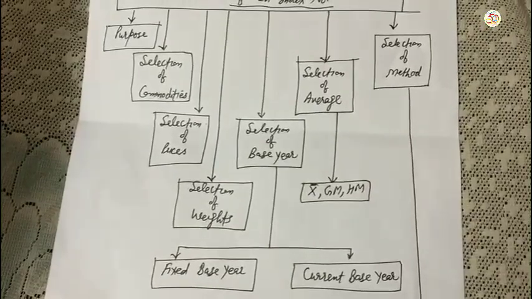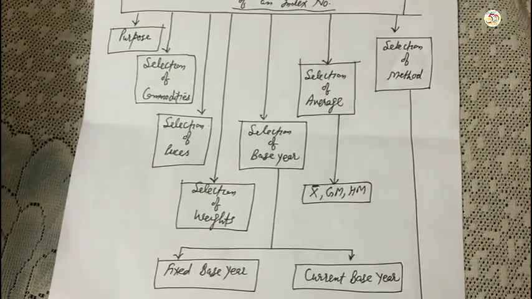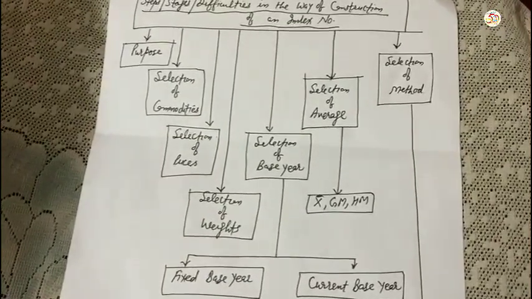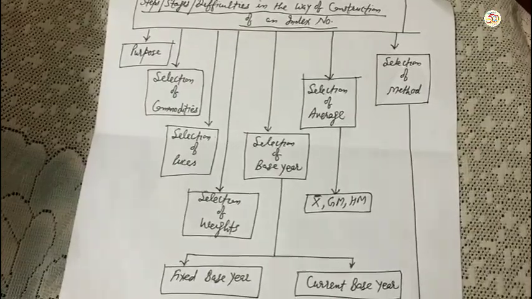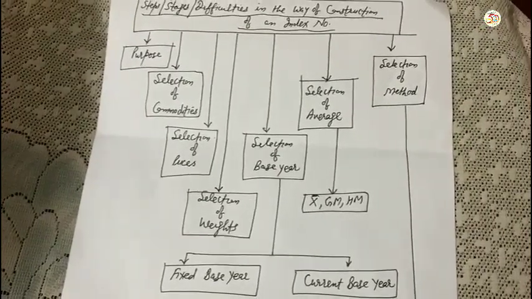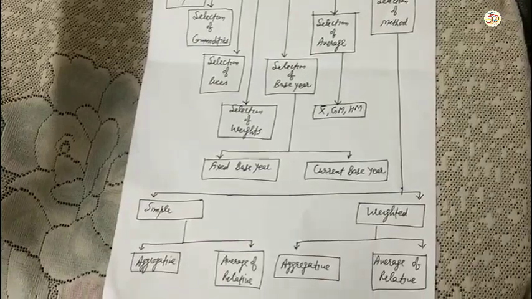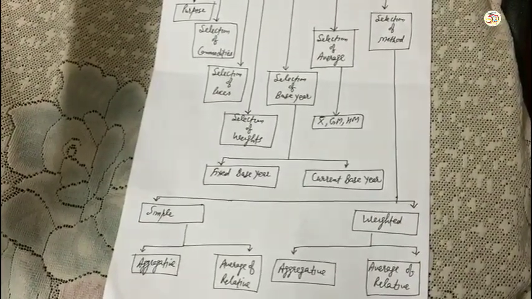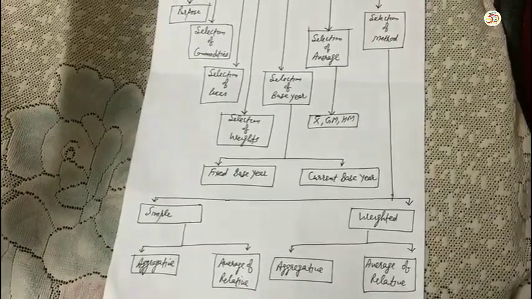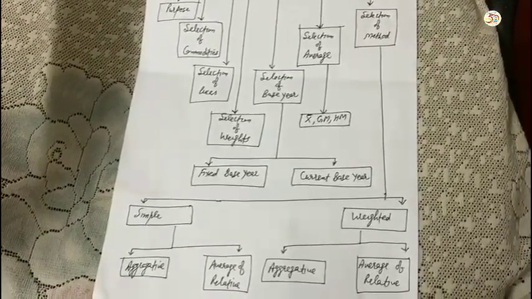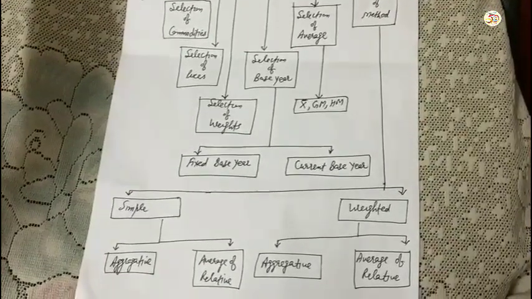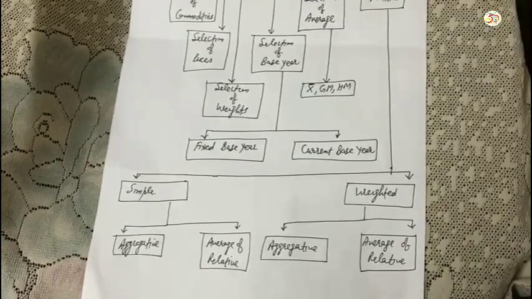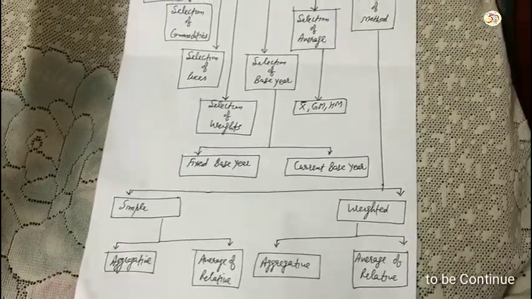Next step is selection of average. Average may be mean, geometric mean, harmonic mean. Mostly geometric mean should be preferred because it is less fluctuating. Next and last step is selection of method. Index number can be prepared through simple method or weighted method. If weights are not given, we can adopt simple aggregative or simple average of relative. If weights are given, then we can use weighted aggregative method and weighted average of relative method. All these methods will be discussed in detail in the next section.